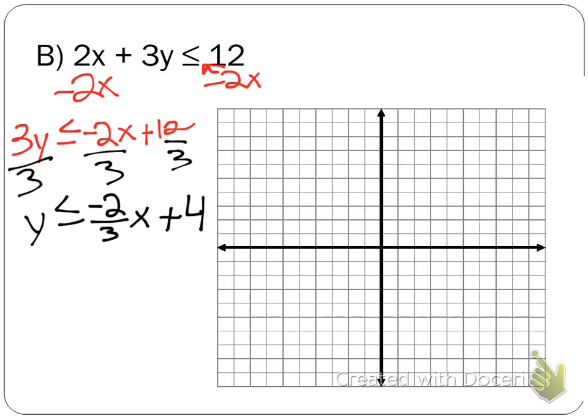So where am I going to start? 1, 2, 3, 4 on the y-axis. From there, I'm going to do what? Rise negative 2. How do you rise a negative number? You go down 2, right 3. Put a point. Down 2, right 3. Put a point. Solid or dotted? Solid.